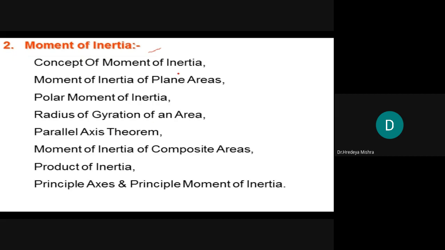So what are the points which we covered in this topic, moment of inertia? Concept of moment of inertia of a plane area, polar moment of inertia, radius of gyration of an area, parallel axis theorem, moment of inertia of composite area, product of inertia, principal axis and principal moment of inertia are completed. This was covered in the first unit, before the second unit.